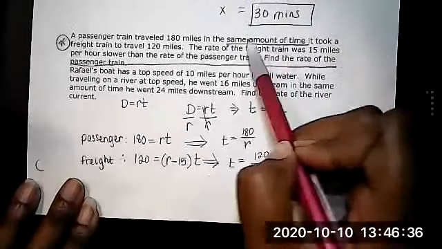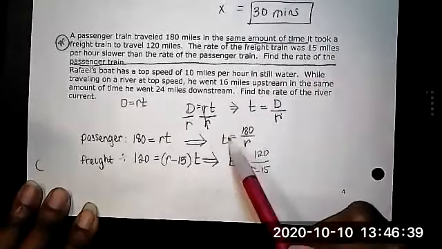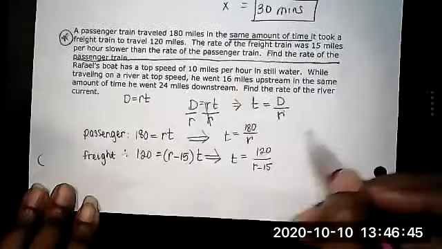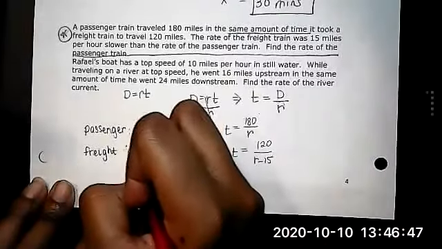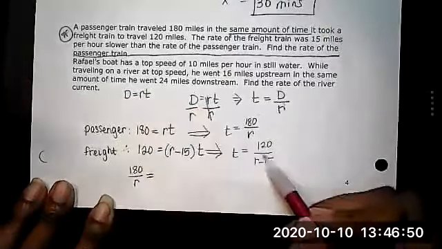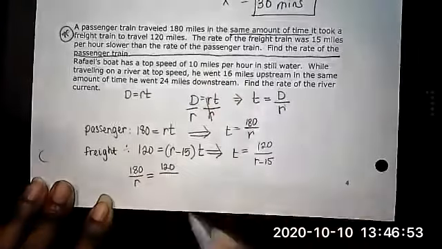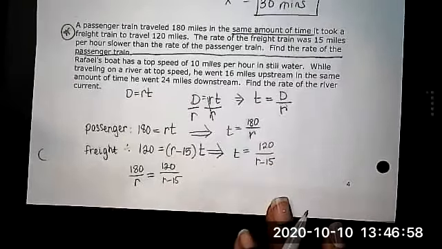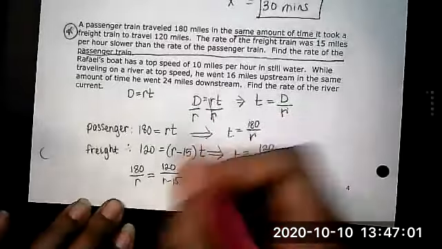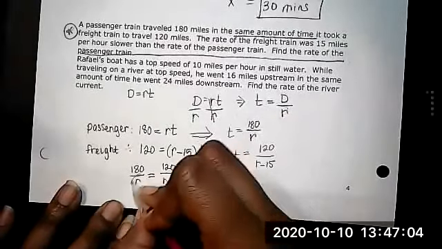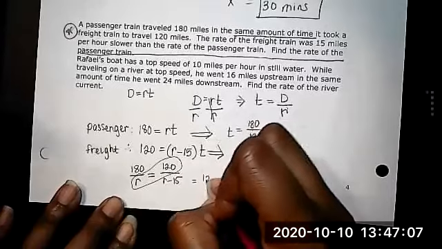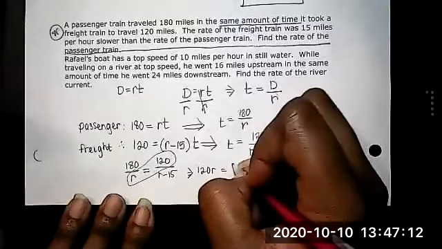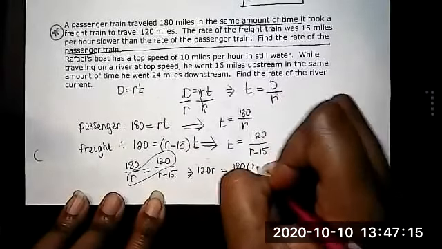So why is this same amount of time important? Because they're saying that the T's are equal to one another. It's the same amount of time. So here we're going to put 180 over R is equal to 120 over R minus 15, because it says they were equal to one another. So I would cross multiply. I'd multiply R times 120 and get 120R, equals 180 times R minus 15.